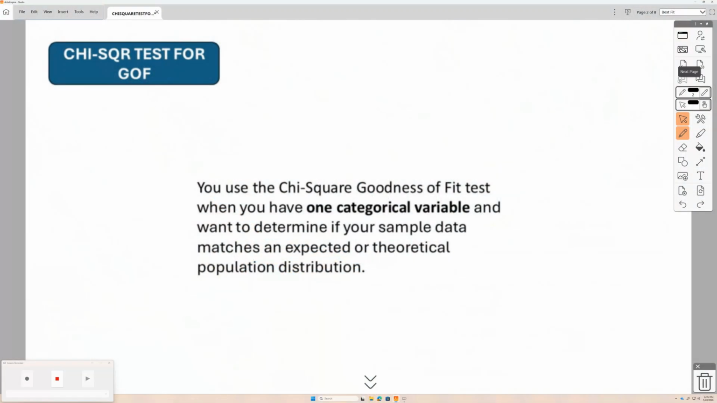You use the chi-square goodness of fit test when you have one categorical variable and want to determine if your sample data matches an expected or theoretical population distribution. One categorical or qualitative variable, and the variable is discrete.